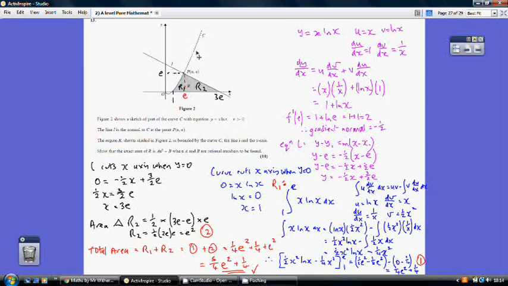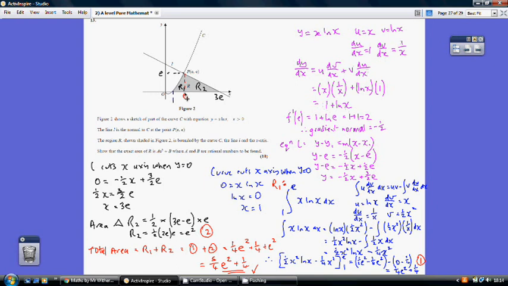So step one, I'm going to need to work out the gradient of the curve at that point, so I'm going to need to be able to differentiate the curve. Now the curve is y equals x ln x, so to differentiate this I'm going to use the product rule. So u equals x and v equals ln x. So differentiating both of these, I get du dx being 1 and dv dx being 1 over x. Substituting into the product rule, I get the differential being 1 plus ln x.